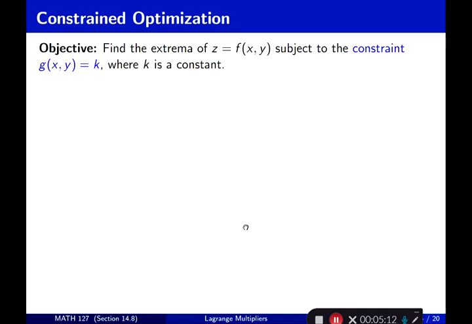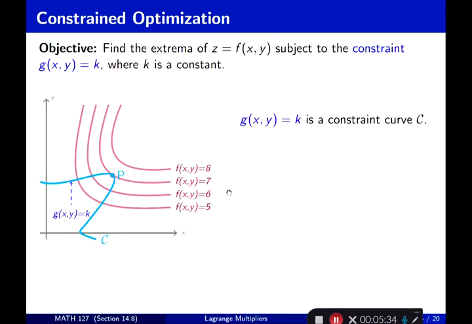So we gave an example. Now let's talk about it more generally. Objective: find the extrema of z equal to f of x and y subject to the constraint g of x and y equal to k, where k is a constant. So let's say f has different level curves, and then g doesn't have to be always closed and bounded. And let's say g is like this.